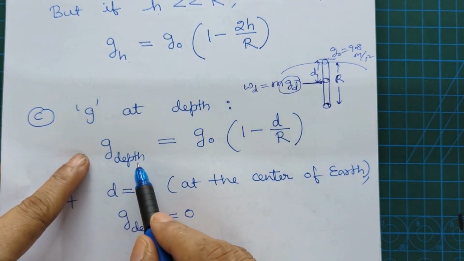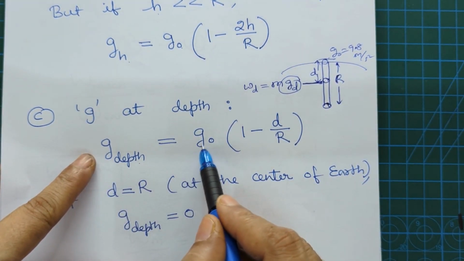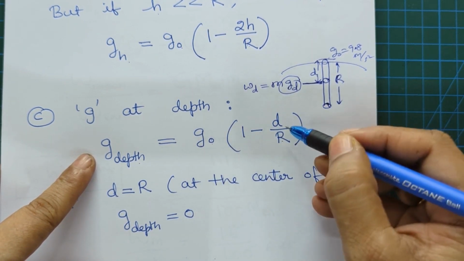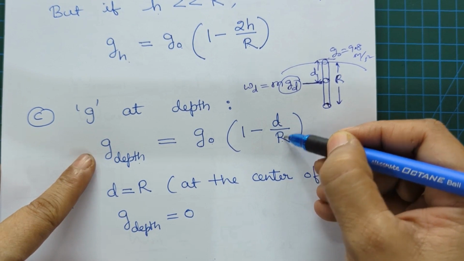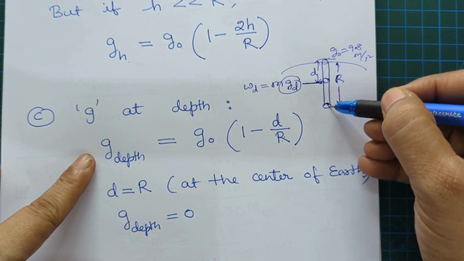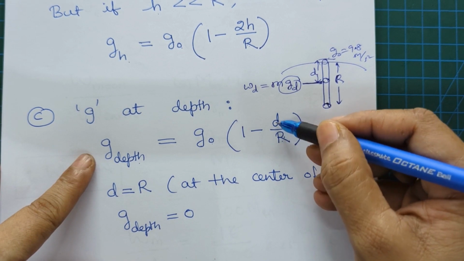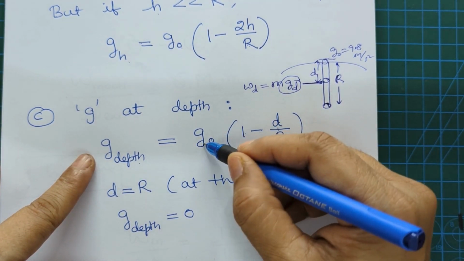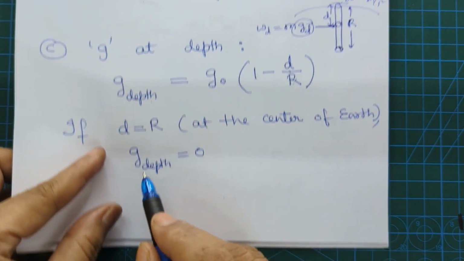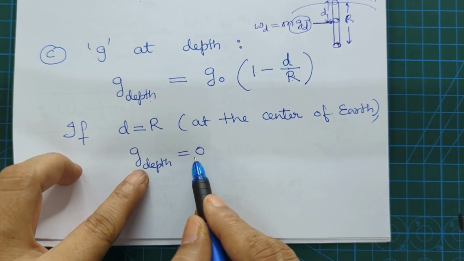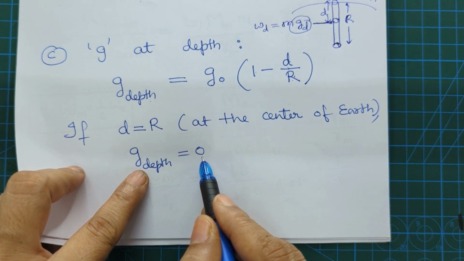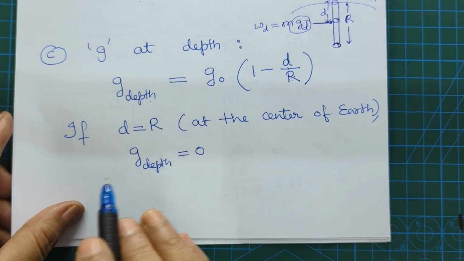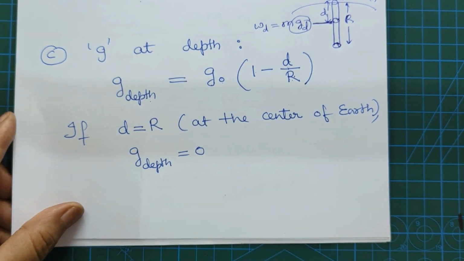So g at a certain depth is calculated using the formula g naught times 1 minus d by R. And when the depth becomes equal to R, meaning when we mine up to the center, these two become equal and they cancel. 1 minus 1 is 0. 0 times this is 0. So g at the center of the earth is 0. In that case, the weight of a body at the center of the earth is 0. That means a person is completely weightless at the center of the earth.